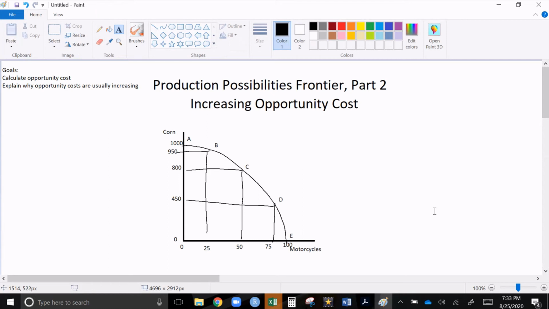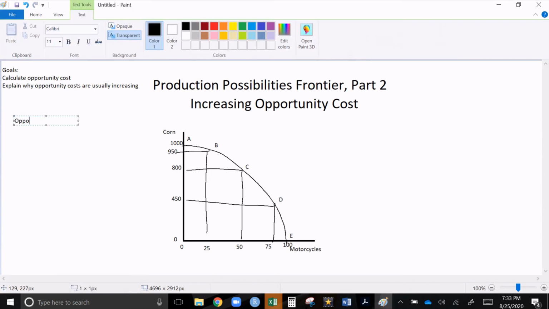Now, in this situation, our opportunity cost is going to be different between each point because the trade-off is constantly changing. Let me give you an example. If you want to calculate the opportunity cost from A to B, let's say it's the opportunity cost of a motorcycle, M for motorcycle. Change in corn, which is our numerator, is going to be 950 in point B, minus 1,000 in point A, which comes out to be minus 50 in the change from A to B.